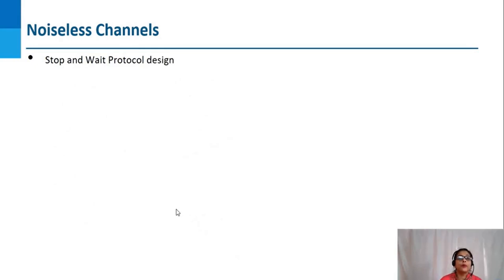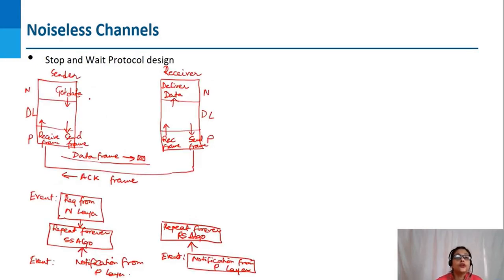Let us understand the stop and wait protocol design. Here, a flow control mechanism is added to the previous one. So there are a number of events that are happening at the sender side. Other than the previous one, an extra event that will be happening is the notification from the physical layer of the receiver. Whenever the data frame comes from the sender side physical layer to the receiver side physical layer, and the receiver has received the data, it will send an acknowledgement frame back to the sender. So this is the event that is happening at the sender side.